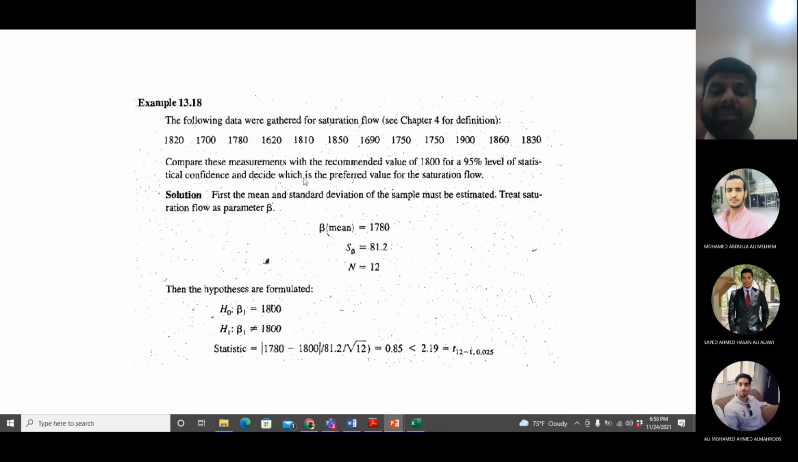Okay. So n is the number of values you have. You can count the values. There are 12 values. So you calculate the mean and standard deviation. Now I'll go back to the calculation of the t statistic.